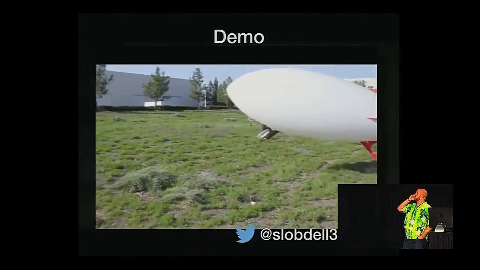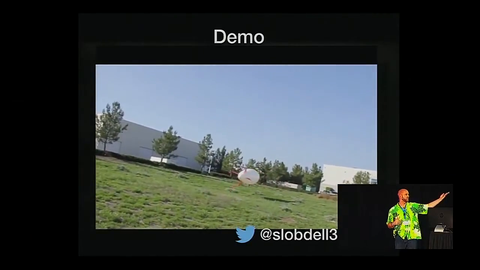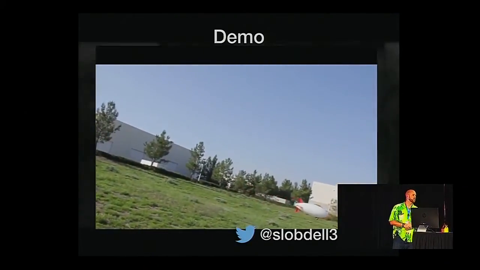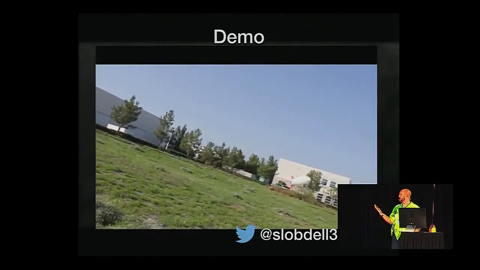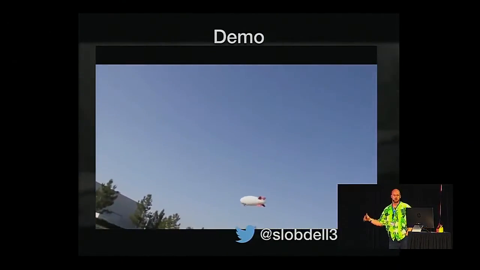So the blimp itself is not actually lighter than air. It's about 95% buoyant, so as you can see right here, it does just rest on something. But creating lift is very easy, and as you're moving forward, the blimp itself acts like a wing.